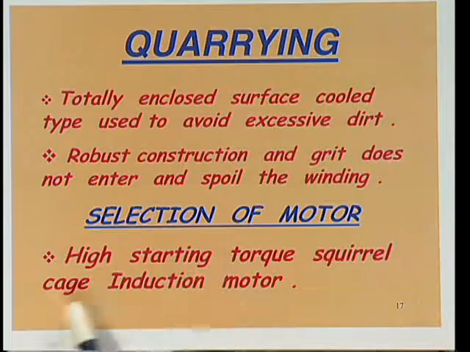Next, robust construction and grit does not enter and spoil the winding. The motor is of robust construction, it means very strong in construction, and grit does not enter. Grit means small particles of sand. So grit should not enter, otherwise the winding of the motor will get spoiled. High starting torque squirrel cage induction motor is very much useful for quarrying purpose.